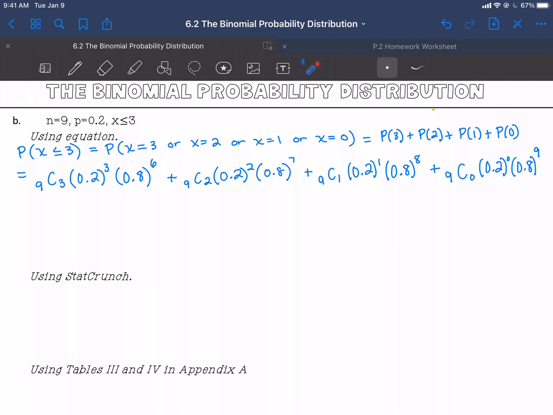Again, if you look at all of these, my exponents add to the total number of trials each time, which is 9. So you can crunch that all into your calculator and you would get 0.9144.